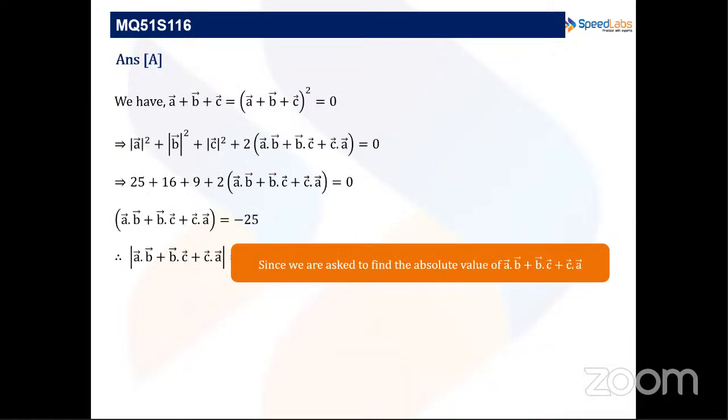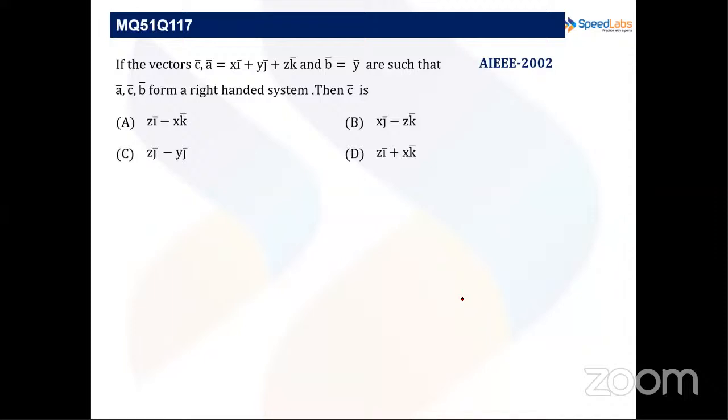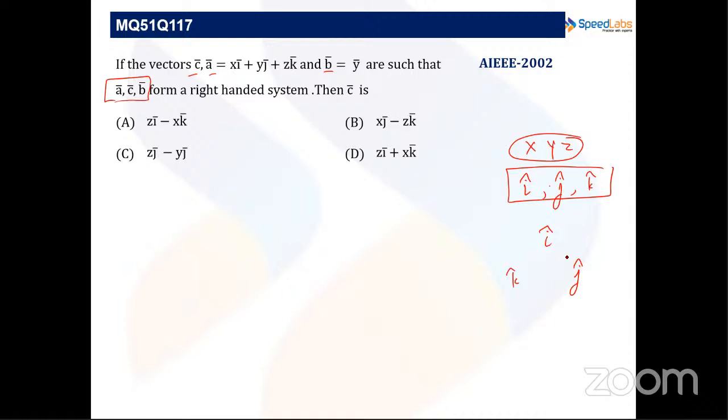Now moving to the next question. We are given, if the vectors C, A and B are such that A, C, B forms a right-handed system, then C is. If we say that the system is particularly like X, Y, Z axes forming the right-handed system, that is I cap, J cap and K cap, so we draw it like I cap, J cap, K cap. So on multiplying, I cross J gives us K.